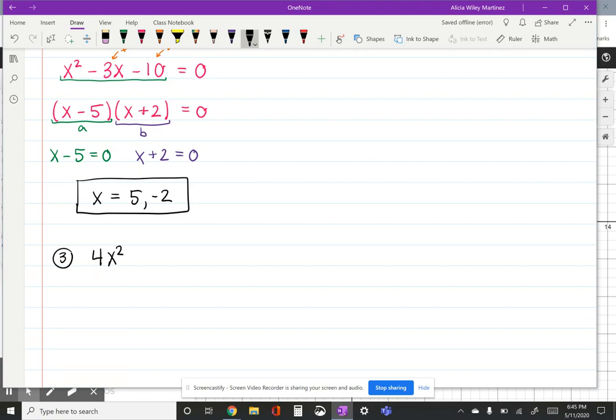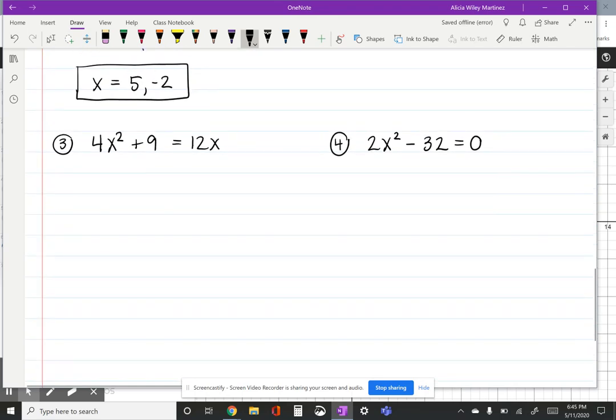So let's look at 4x squared plus 9 equals 12x. And then we'll also look at the example of 2x squared minus 32 equal to 0. So that one is already set equal to 0 for you. So press pause, give these each a try, and we'll come back and review the work and the answers.